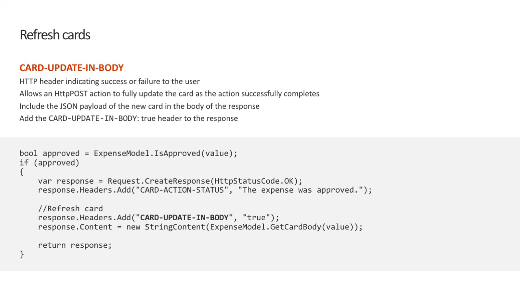So here in this case, what you're going to do is add in a new header value of card update and body equal to true, and then you're going to return back a JSON object or a JSON string that's going to represent what the UI should look like in the mail client once it's actually been submitted.